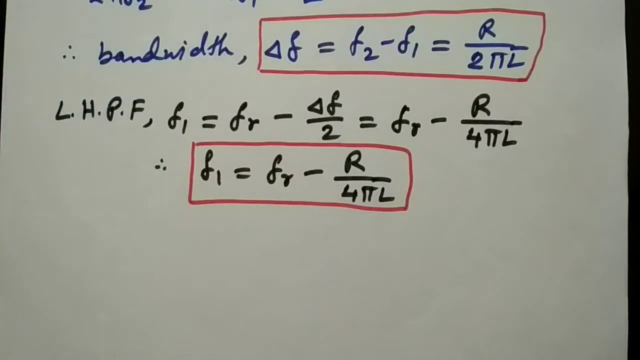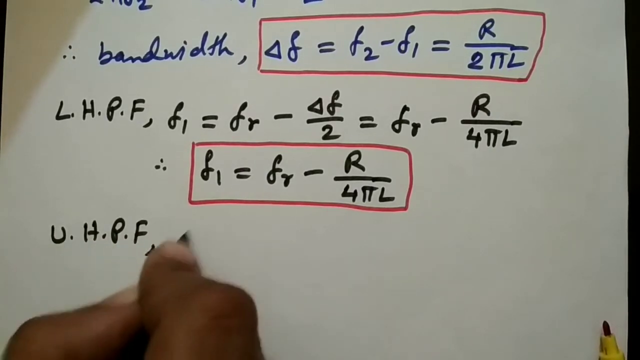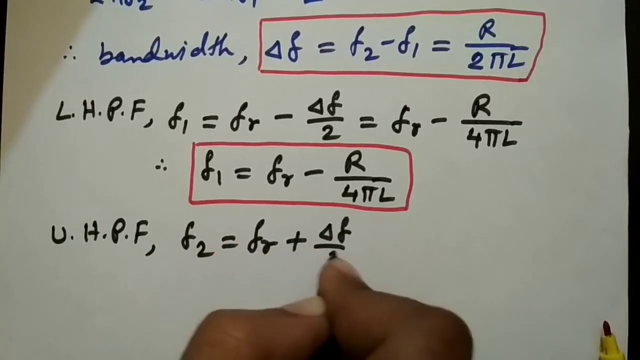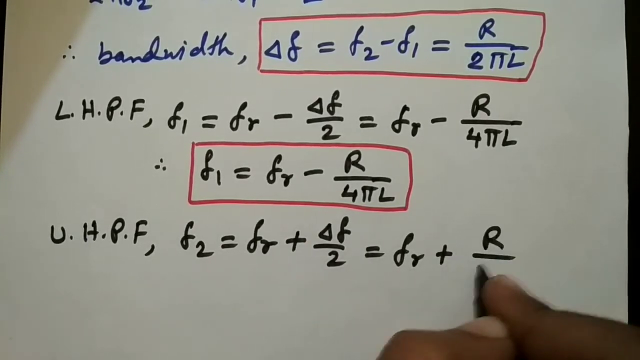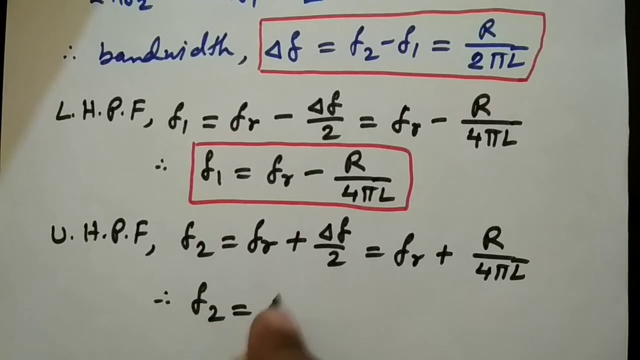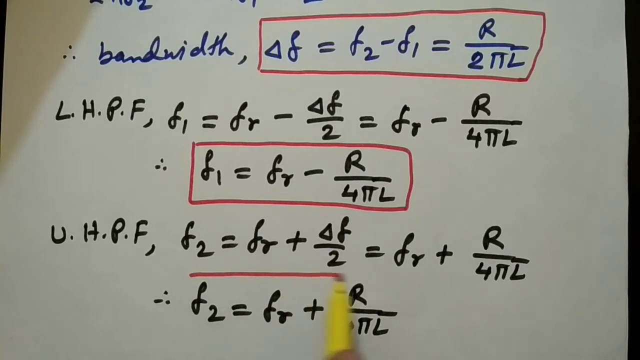And similarly, the upper half power frequency, that is f2, can be written as fr plus del f by 2. So it will be fr plus R by 4 pi L. So finally f2 will be fr plus R by 4 pi L. This is the expression of the upper half power frequency.